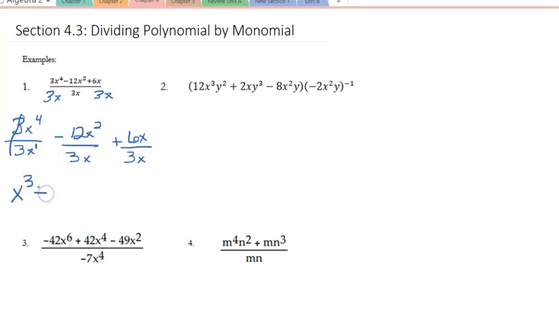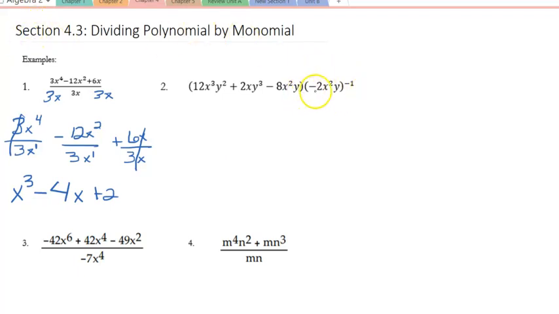So I'm left with 3, so it's just x to the third there. Bring down my minus sign. 12 divided by 3 is 4. I had 2 x's on top, 1 on the bottom, so I'm left with 1x. And then over here, 6 divided by 3 is 2, and the x's are gone, and so that's my answer. So we've done this before. It's just kind of a review because some of the stuff will have more terms.